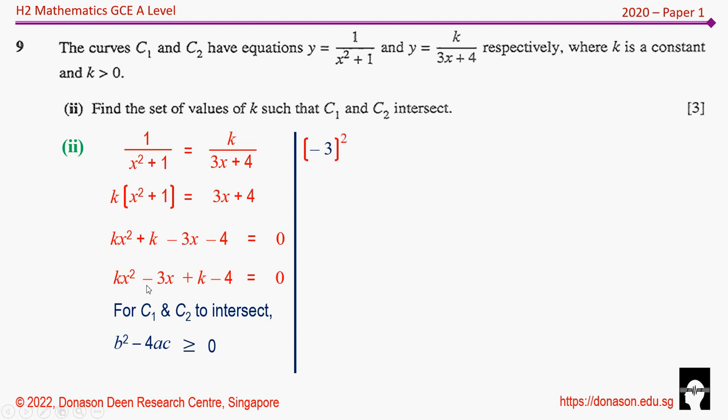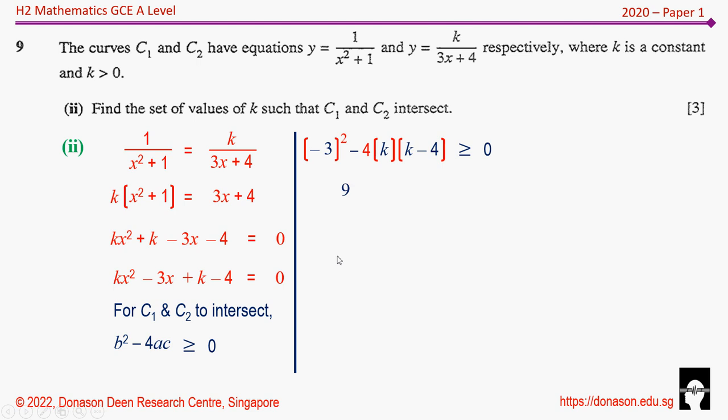So in this expression, the coefficient of x, which is negative 3, is the value of b. So minus 3 squared, then minus 4 times the value of a, which is of course k, times the value of the constant, which is k minus 4, because k and minus 4 are both constants. So we throw them in here, k minus 4, and this should be greater than or equal to 0. It should be positive or 0. So now all that is left for us to do is to solve this inequality.